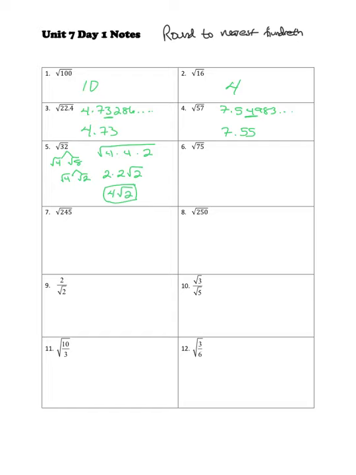All right, let's do 75. Now, again, I think squares: 3 times 25. Okay, that is simply 5 times the square root of 3.